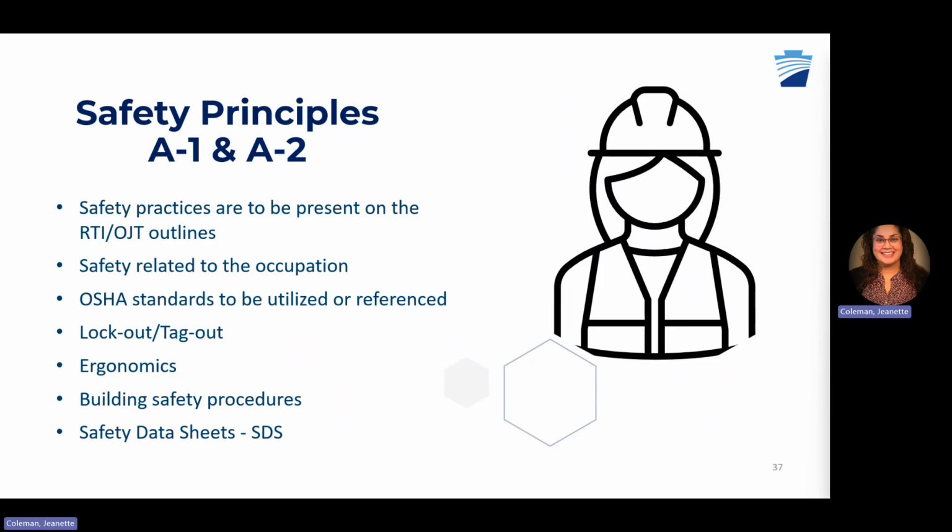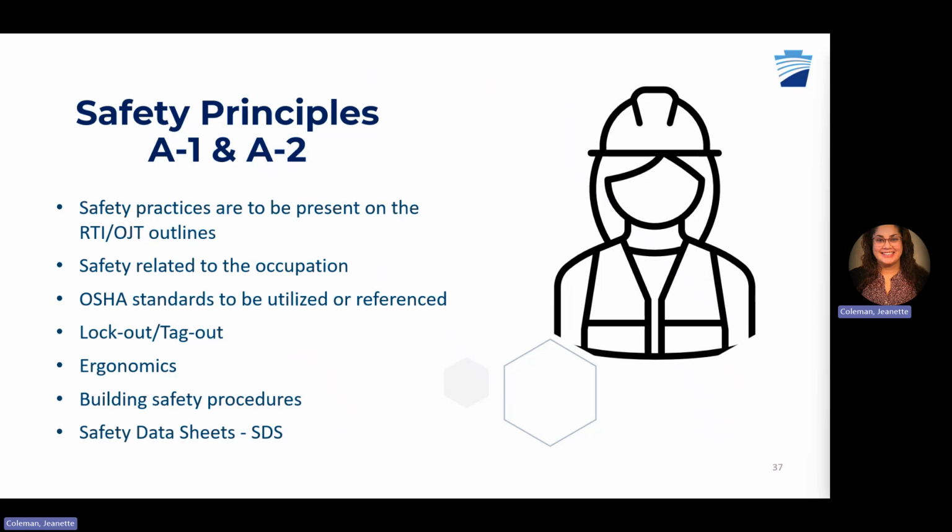When developing both the work process schedule and the related technical instruction outlines, it's essential to include safety principles that are specific and relevant to the occupation. Safety is a core component of any registered apprenticeship program, and sponsors must ensure that it is embedded in both on-the-job training and classroom instruction. The type of safety practices required will vary depending on occupation, so it's important to identify and incorporate the standards and practices that apply most directly to the work being performed.